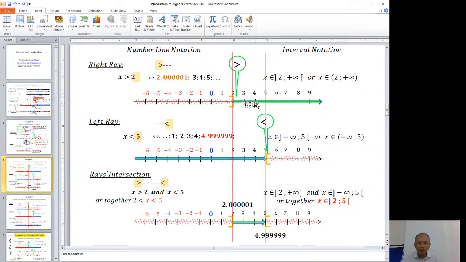We have the segment that overlaps between the right ray and the left ray. The overlap segment is from beyond 2 up to nearly 5, from 2 up to 5.